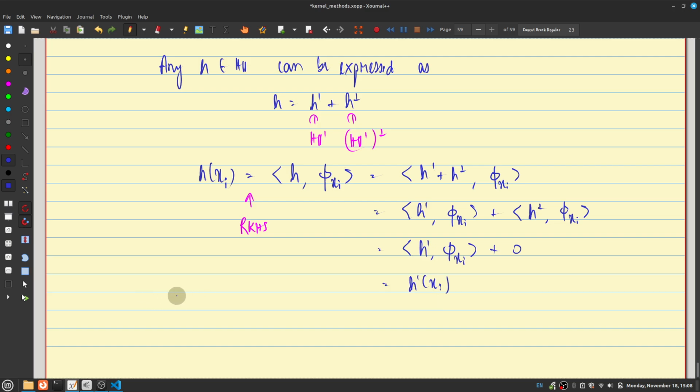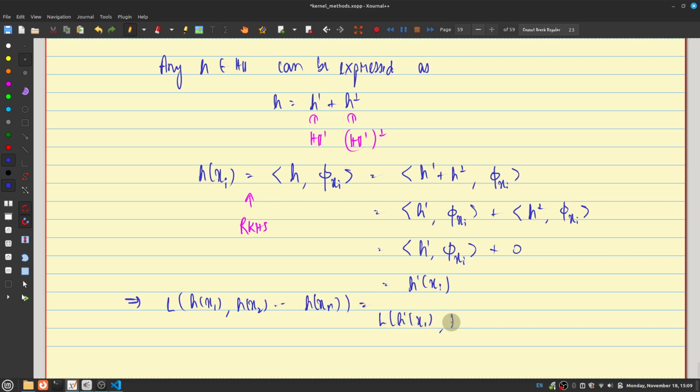Right? Which means that the second term in my optimization problem, L of h of x1, h of x2 up to h of xn, is equal to L of h prime of x1, h prime of x2, so on up to h prime of xn. Okay, that's one thing. So that takes care of the second term.